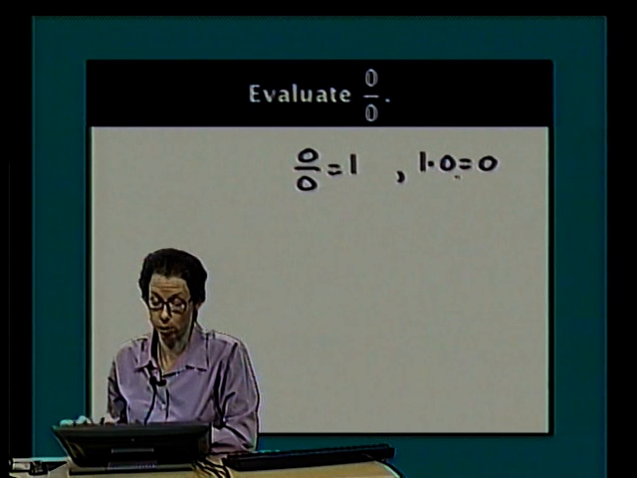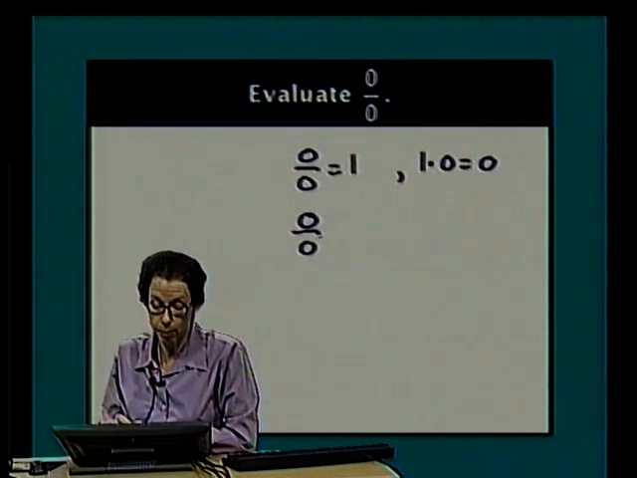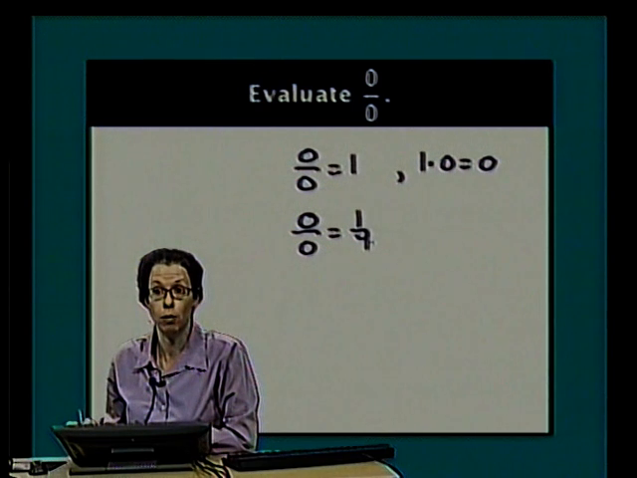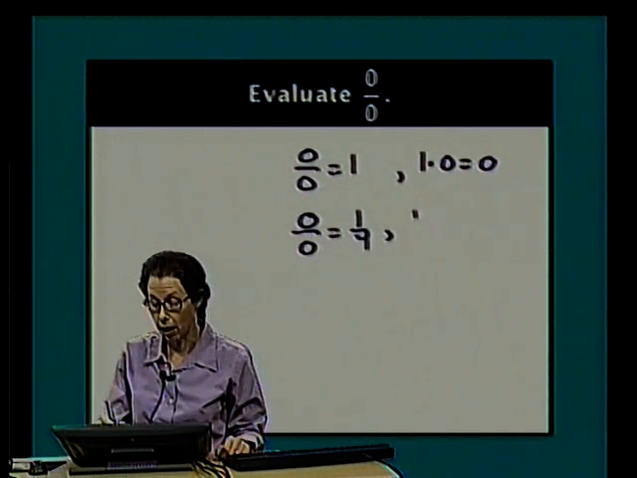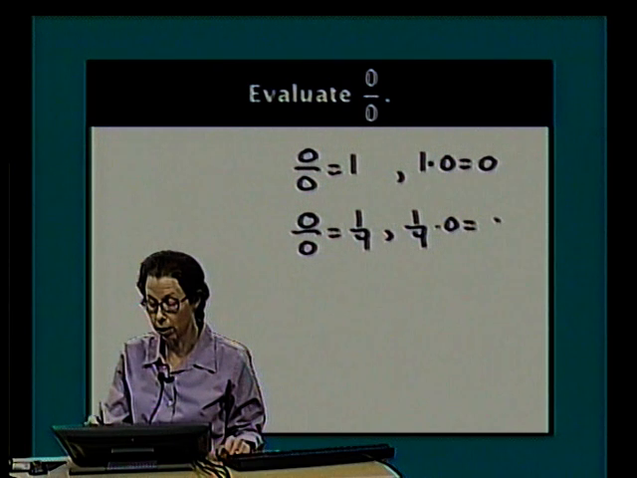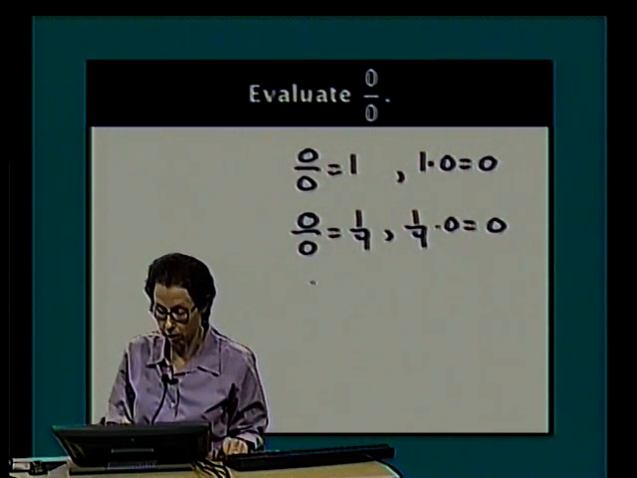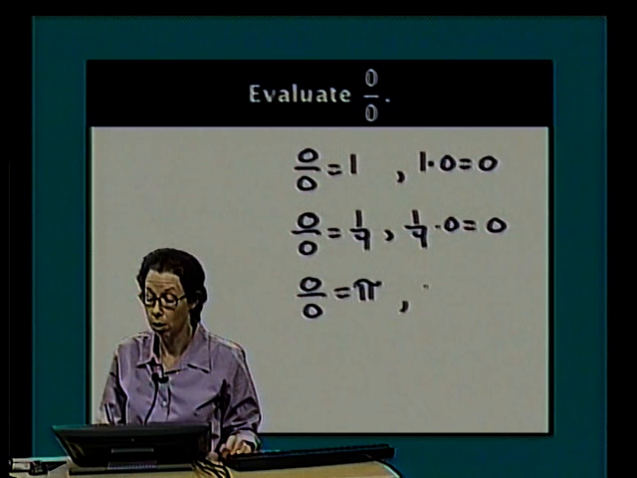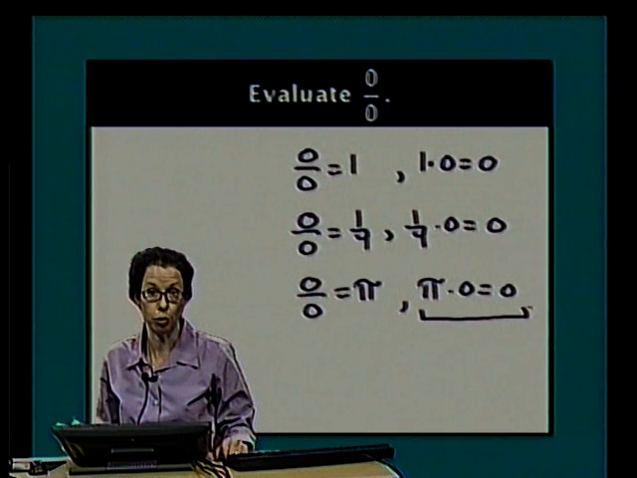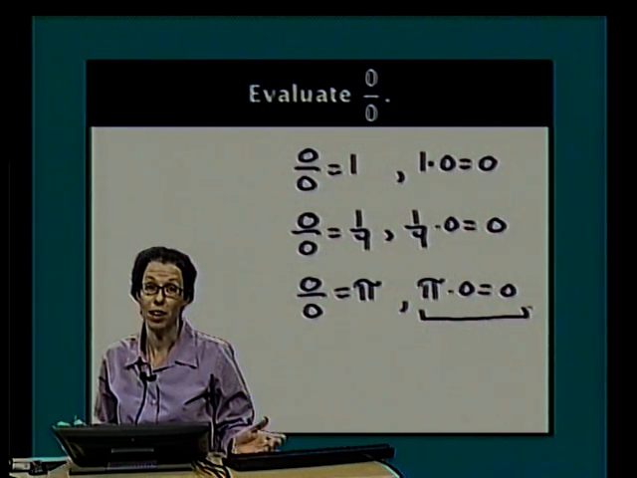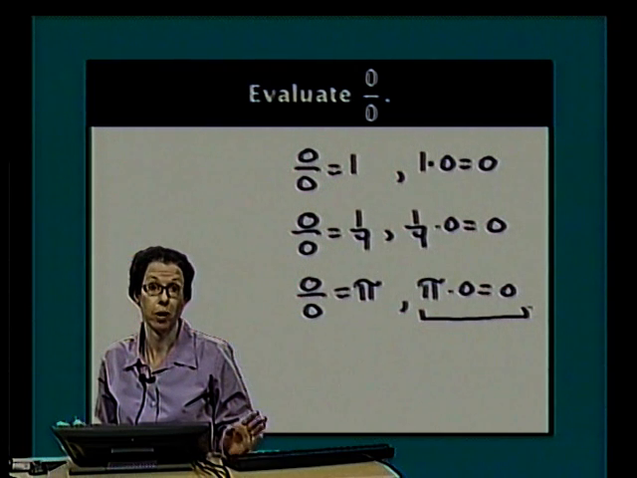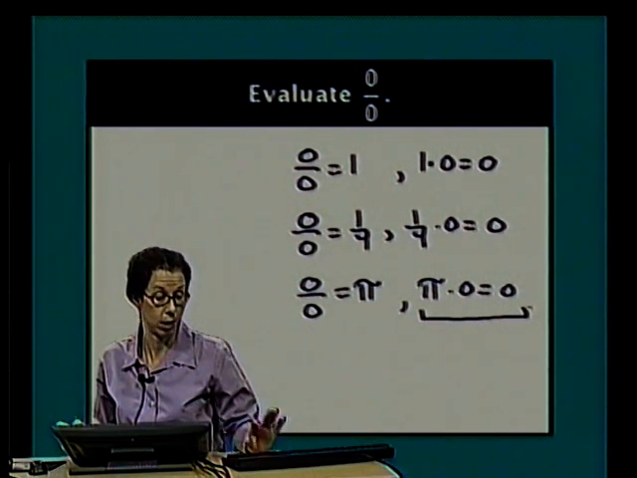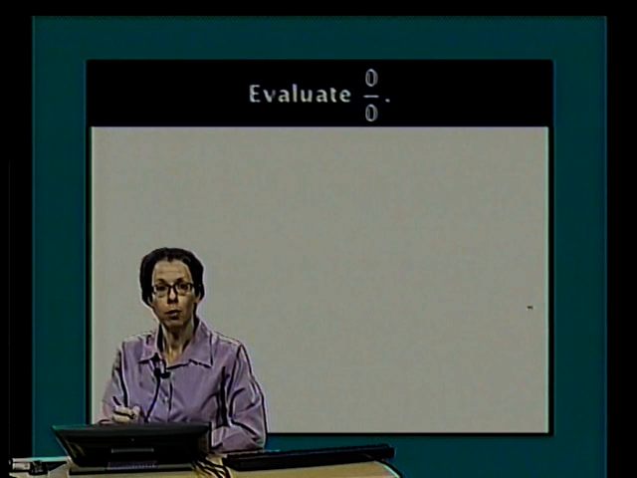But then Candace walks in the room and she says, no, 0 divided by 0 is 1/4. And the reason why that's true is because 1/4 times 0 equals 0. And then Steve walks into the room and he says, okay, well, 0 over 0, I want that to be pi. And why is it true? Because pi times 0 equals 0. All of these are true statements. And you can imagine that anybody could walk into the room and say 0 over 0 equals my favorite number.